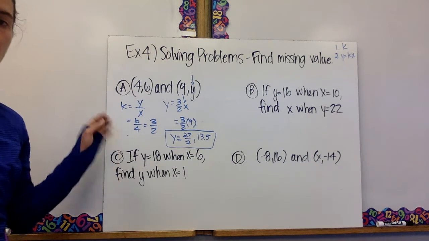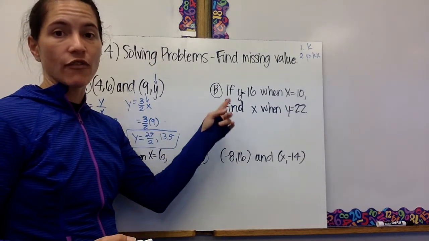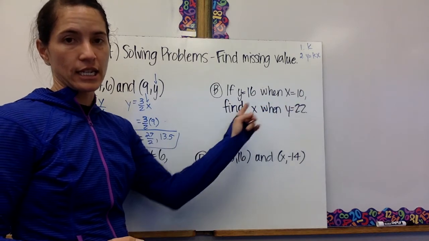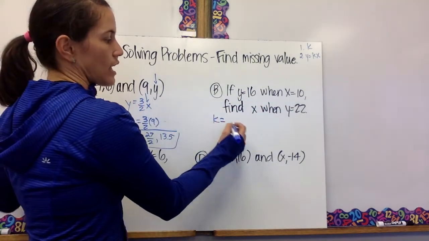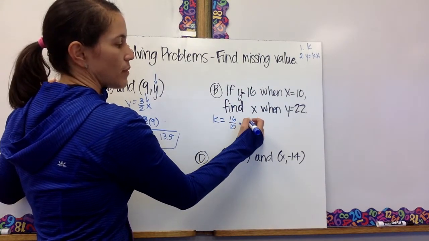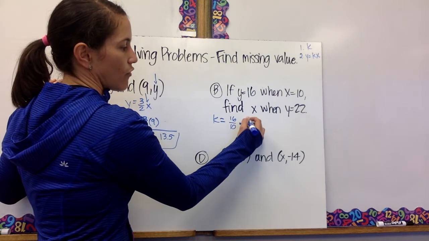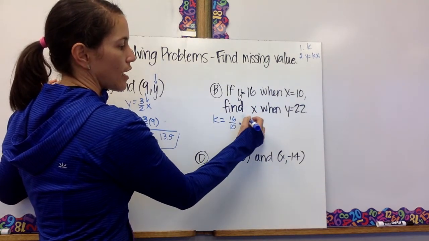Okay. So again, follow the steps. In example B, if y is 16 when x is 10, find x when y is 22. So first we need to decide what k is. Y over x, 16 over 10, divide both sides by 2, and we get 8 over 5.